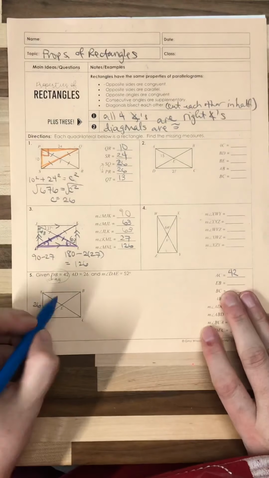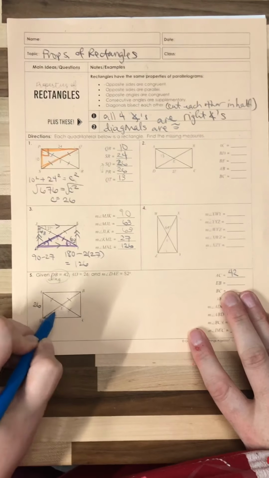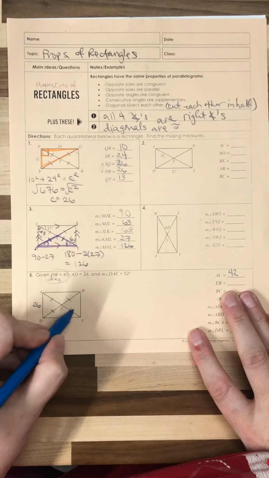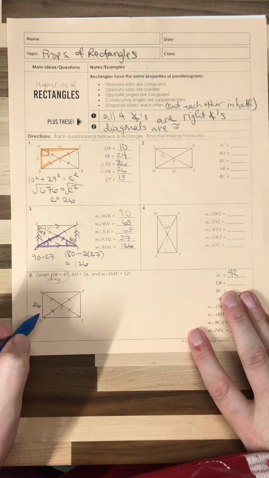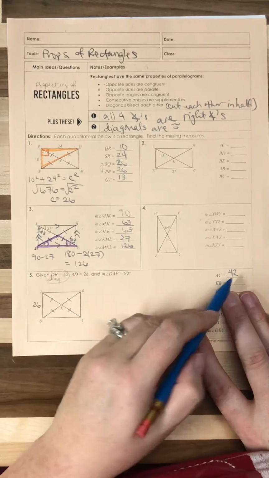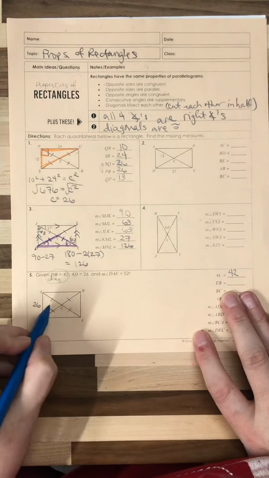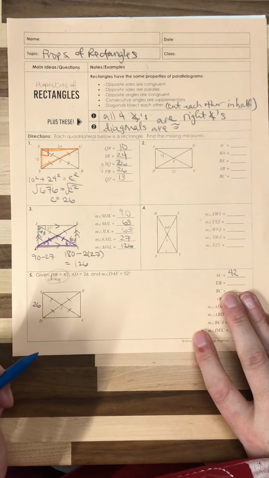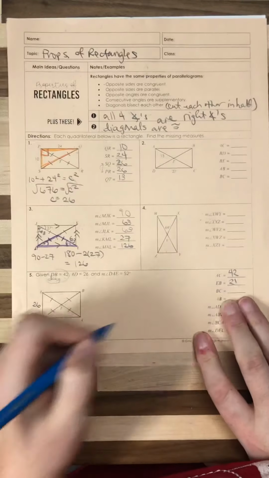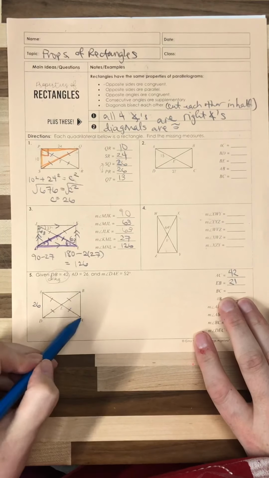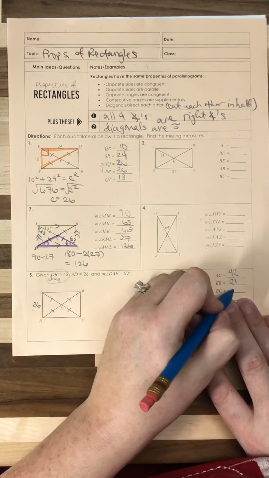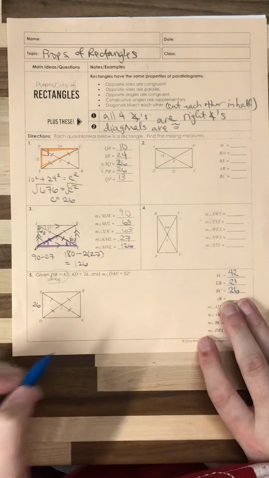EB, remember we said that these little pieces in a rectangle are congruent because the diagonals bisect each other and they're congruent. So basically we just take the diagonal and divide it in 2. So EB and all these other little half pieces have to be 21. Well, BC is opposite 26, and so it has to be 26 as well.